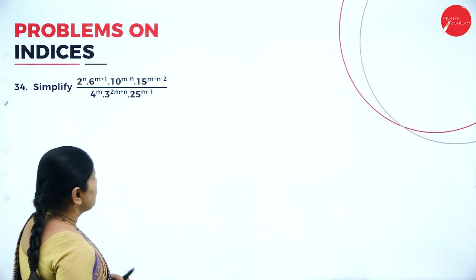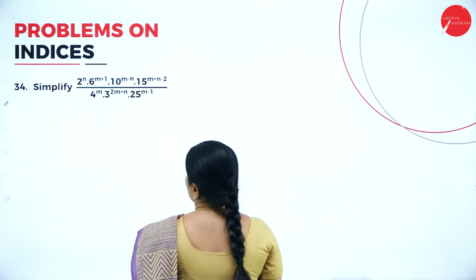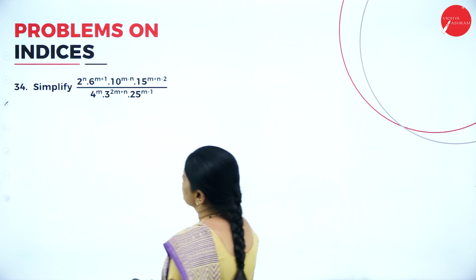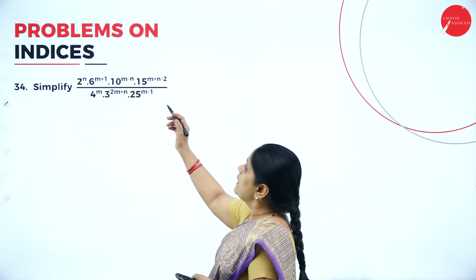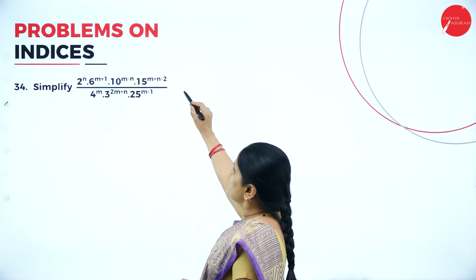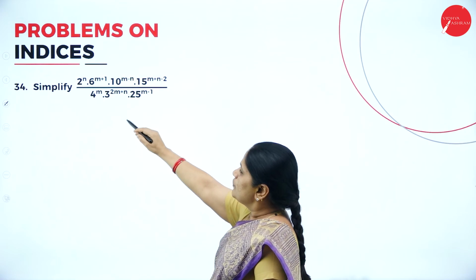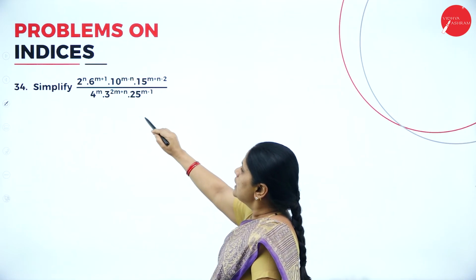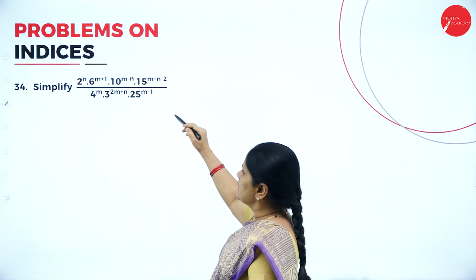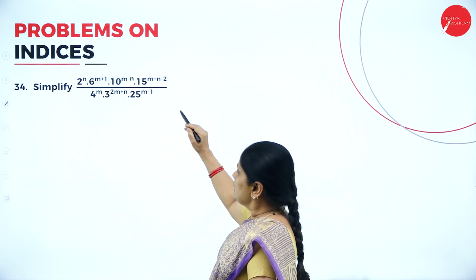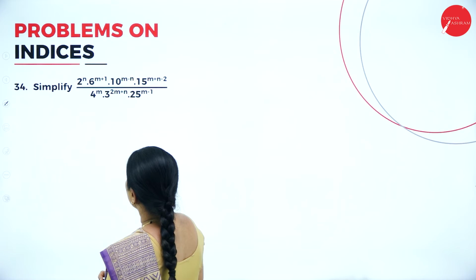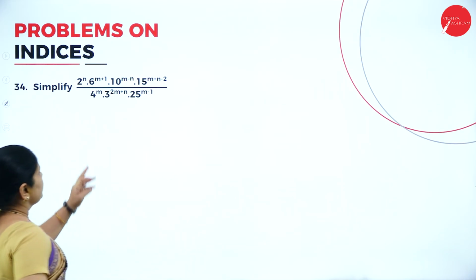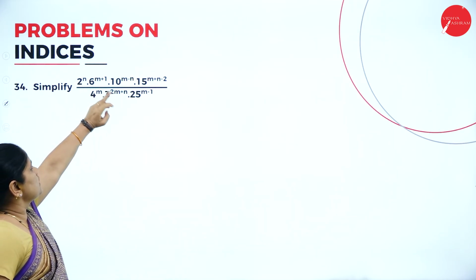Now the next problem is 2 to the power of n into 6 to the power of m plus 1 into 10 to the power of m minus n into 15 to the power of m plus n minus 2, over 4 to the power of m into 3 to the power of 2m plus n into 25 to the power of m minus 1. Now let us go to the next problem here. So they have given us 2 to the power of n.